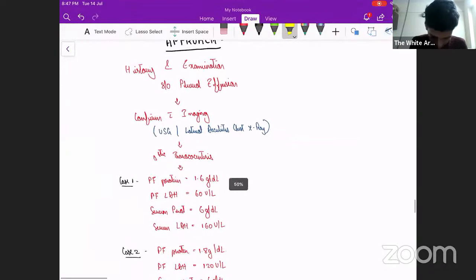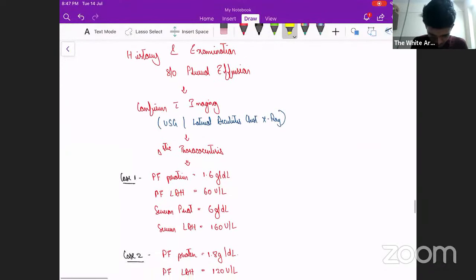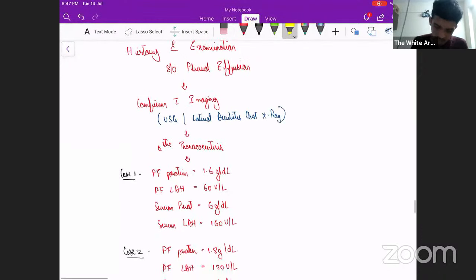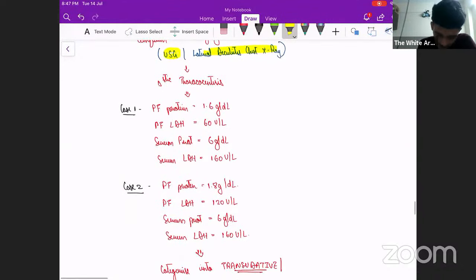So I've given a set of cases. These are history and examination, suggestive of, so this is how we approach. History and examination is suggestive of pleural effusion. Confirm with imaging by doing USG or lateral chest. Usually you do USG. Current trend is to do USG because you can simultaneously mark the site as to where you can do thoracocentesis also.